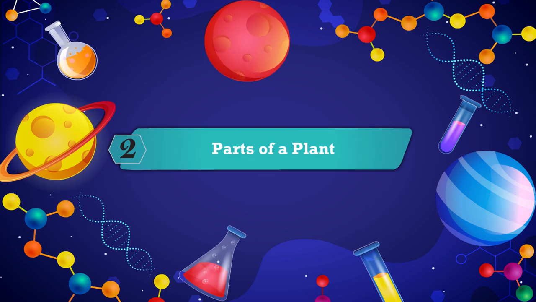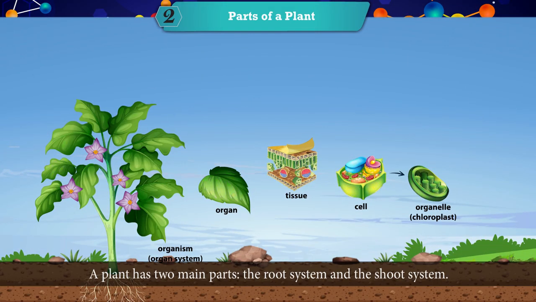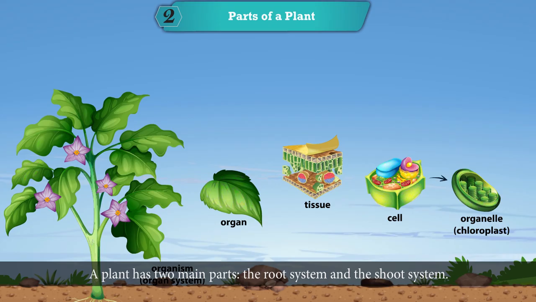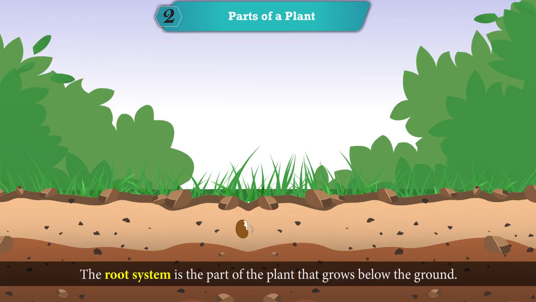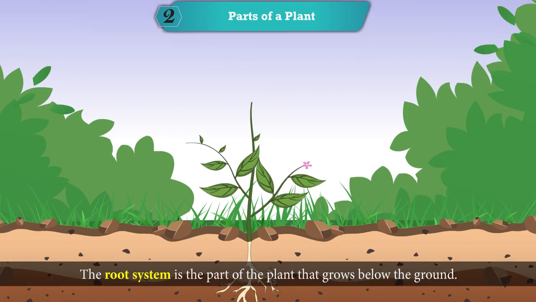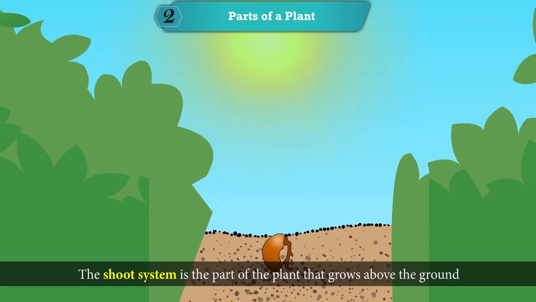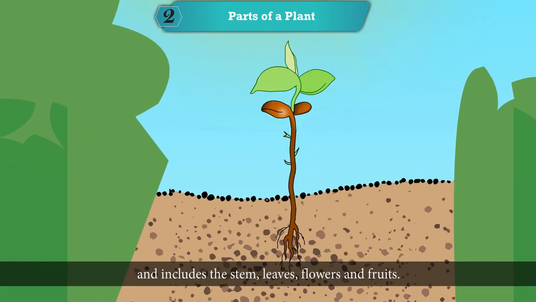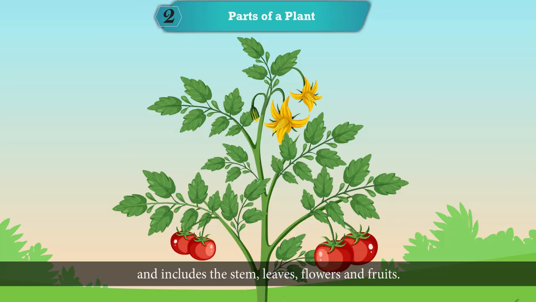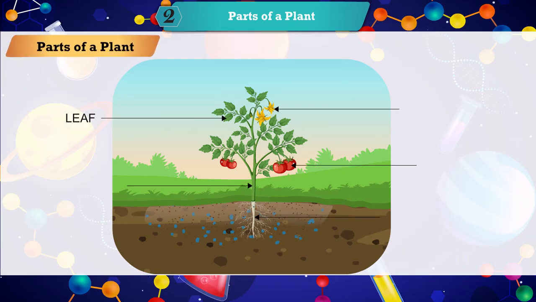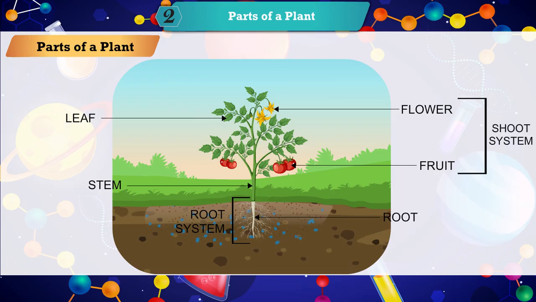Chapter 2. Parts of a plant. A plant has two main parts, the root system and the shoot system. The root system is the part of the plant that grows below the ground. The shoot system is the part of the plant that grows above the ground and includes the stem, leaves, flowers and fruits. Parts of a plant. Leaf, stem, root system, flower, fruit, root, shoot system.